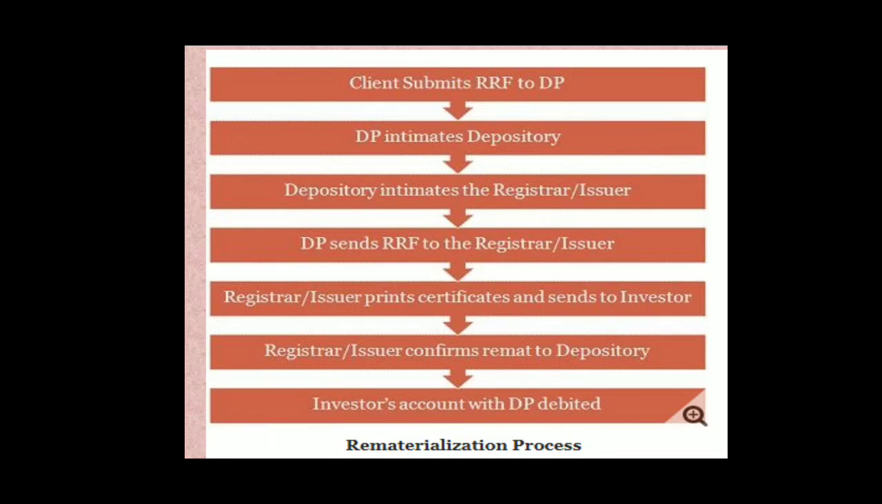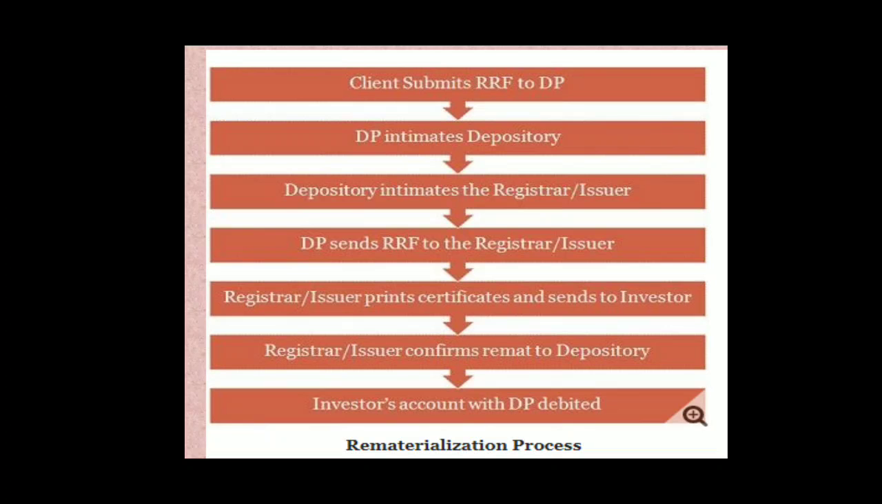Just check it out. Very first, we have to submit a rematerialization request form to the depository participant. The depository participant with which you opened the demat account at the time of dematerialization of your share certificates. With the same DP, you now have to submit the rematerialization request form, which is shortly known as RRF.